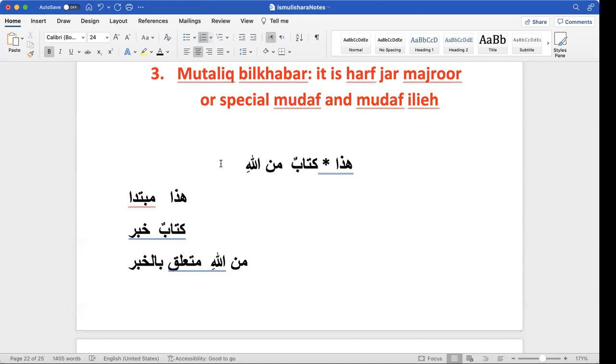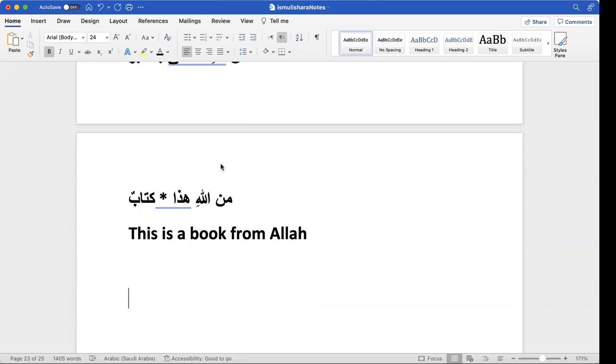So any Jumla Ismiya has mubtada, khabar and mutalik bil khabar, or it can have mubtada and khabar, or it can have mubtada and mutalik bil khabar. But mubtada will always be there. Mubtada is the first marfu, khabar is the second marfu, and mutalik bil khabar is harf jar majroor or a special mudaf ilayh.